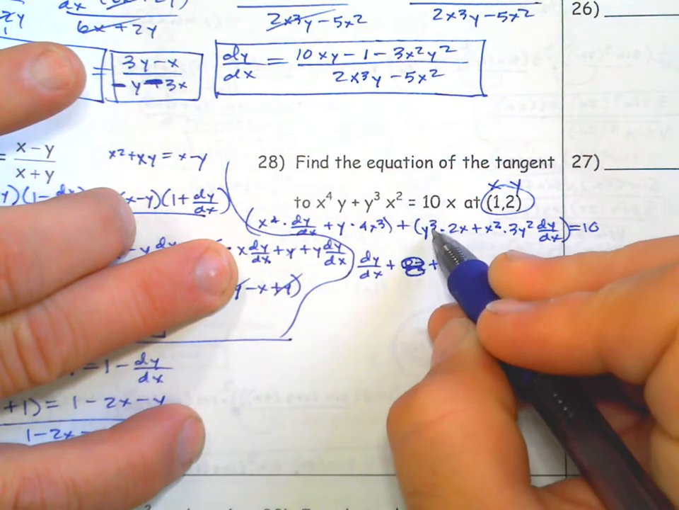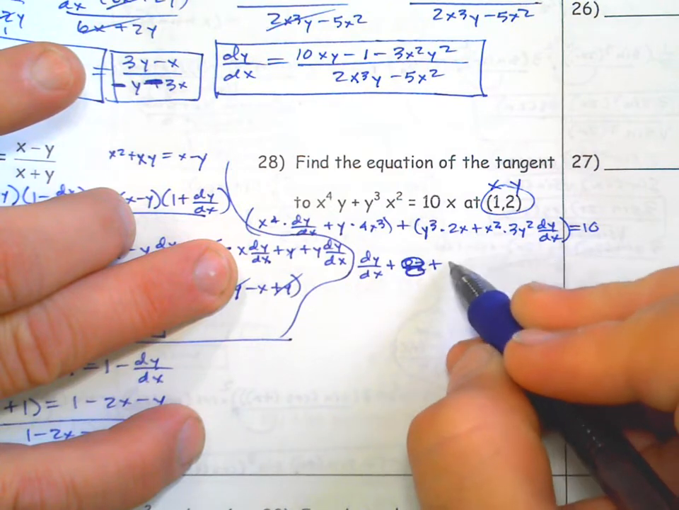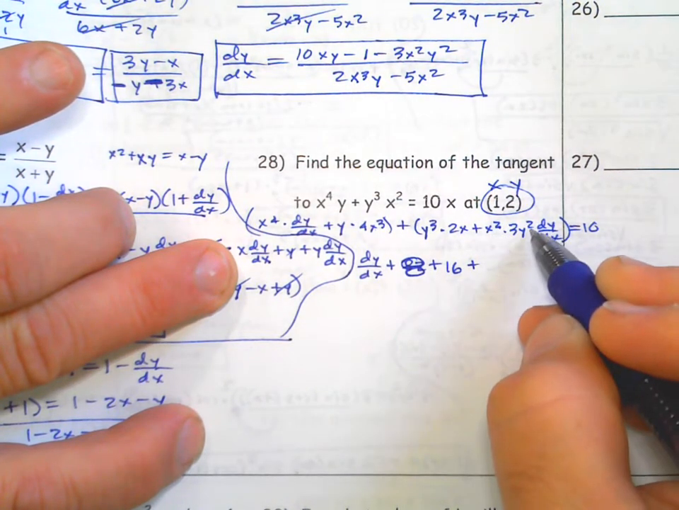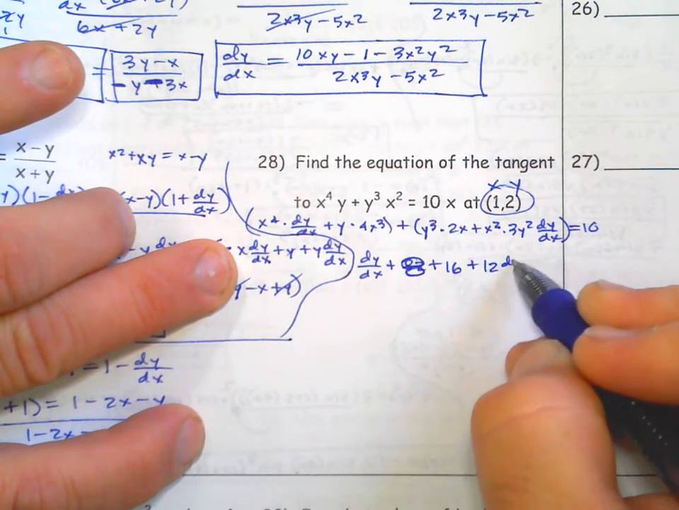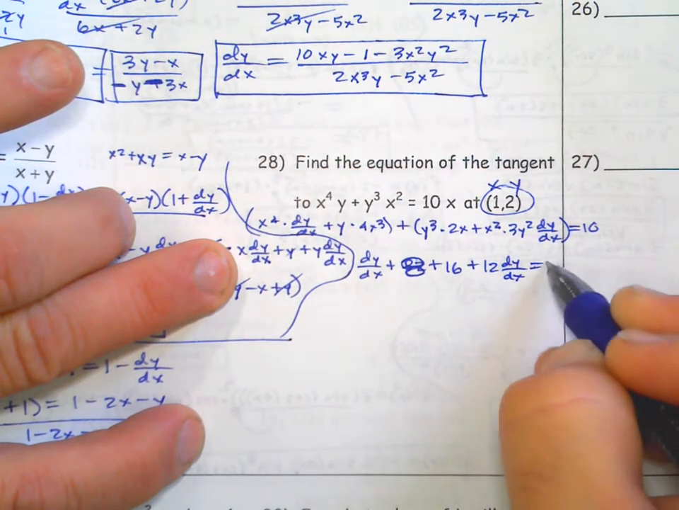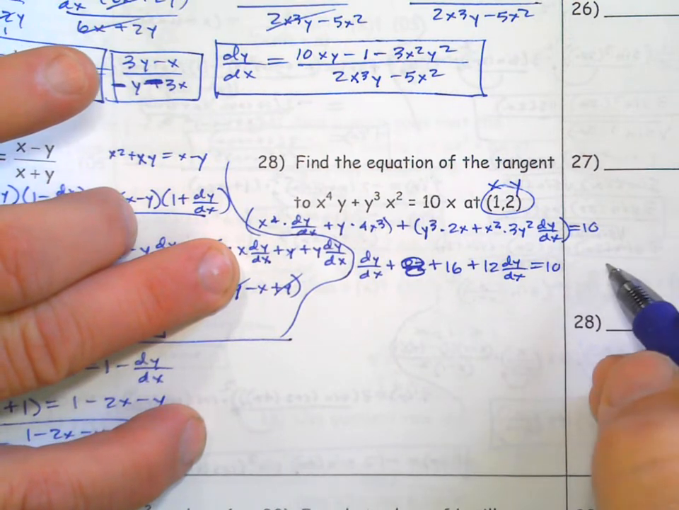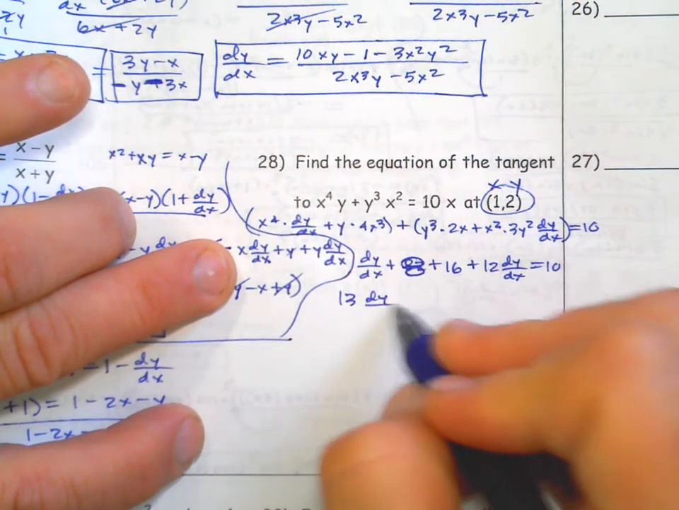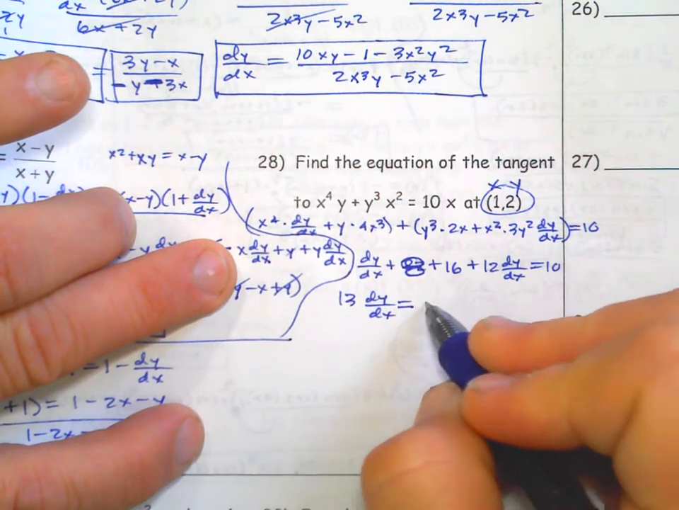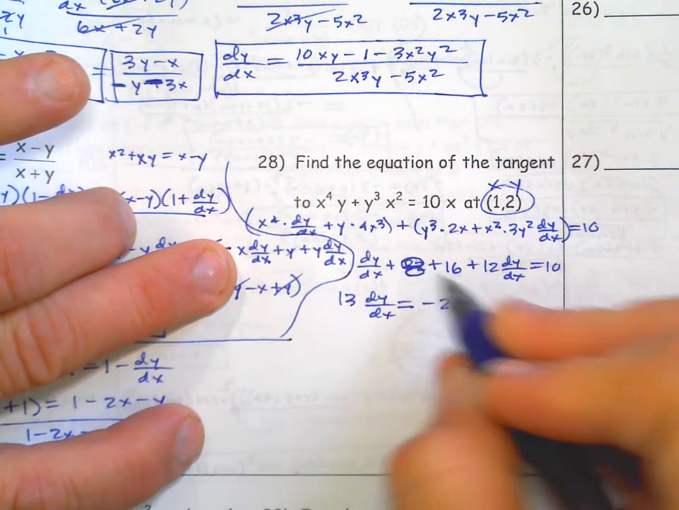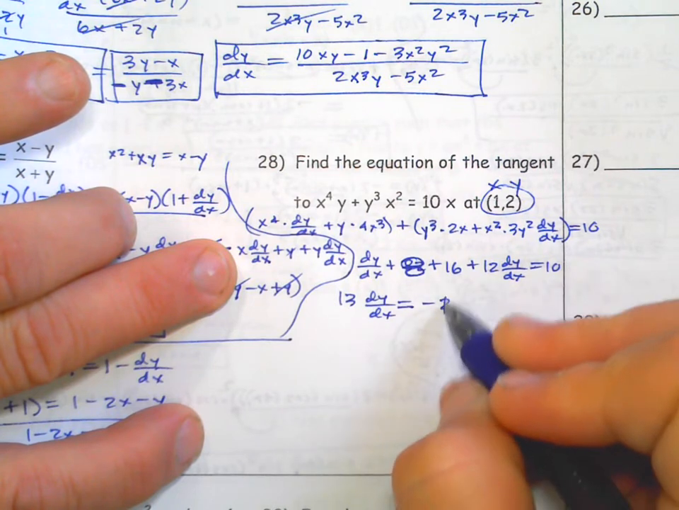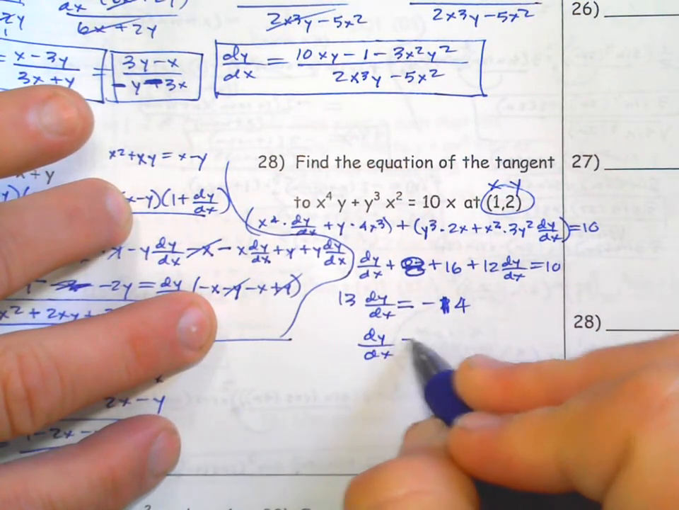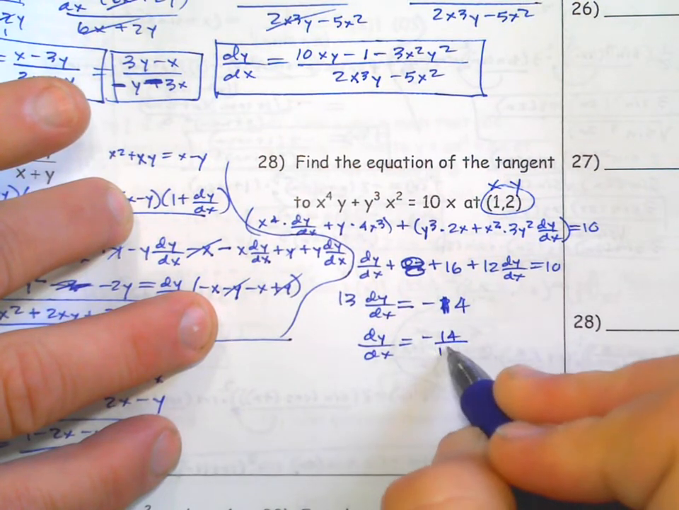Okay, plug 2 in for y. That's going to be 8 times 2 is 16, plus this is going to be 1, that's going to be 12 dy/dx equals 10. I'm trying to do a little bit of the simplification at the same time, but I almost screwed up. It's going to be 13 dy/dx equals negative 20, or that's 24, so it's going to be negative 14. And so dy/dx equals negative 14 thirteenths.